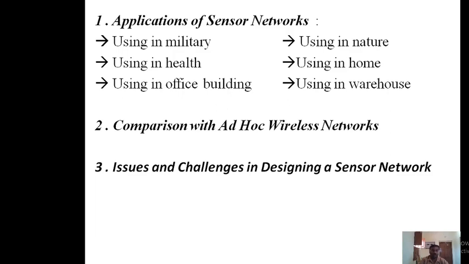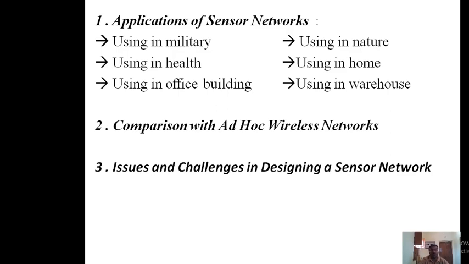Then the second point, comparison with ad hoc wireless networks. The most important comparison is that, compared with ad hoc wireless networks, the number of nodes is larger in sensor networks. Then the third point, issues and challenges in designing a sensor network. The most important issue and challenge is that it consumes more energy compared with ad hoc wireless networks. So these are the concepts we need to revise in the introduction.